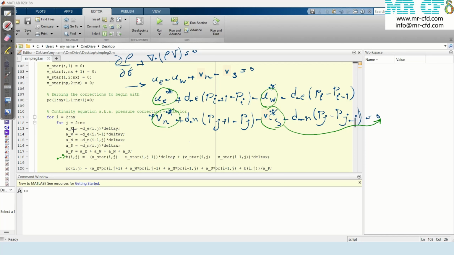The coefficients for the pressure at i plus 1 involve dE multiplied by delta y, representing the normal area in the x direction. Similarly, the coefficients AE, AW, AN, and AS are calculated. The coefficient AP, representing the pressure coefficient of cell i,j, can also be calculated. By substituting all these values into the final equation, the pressure correction at cell i,j can be determined.